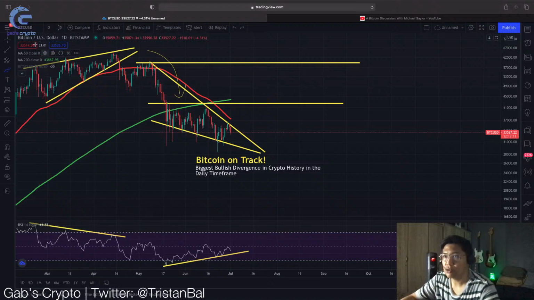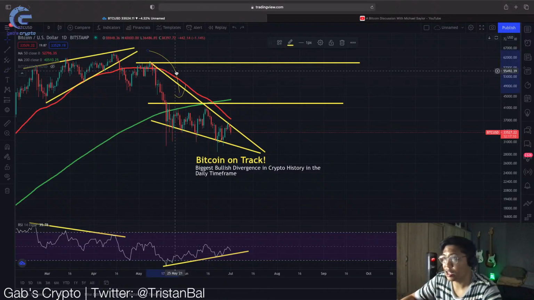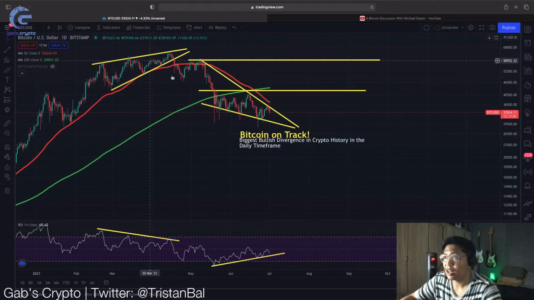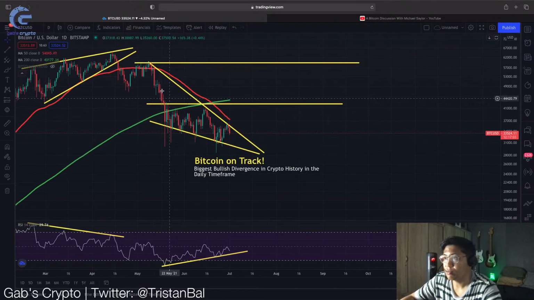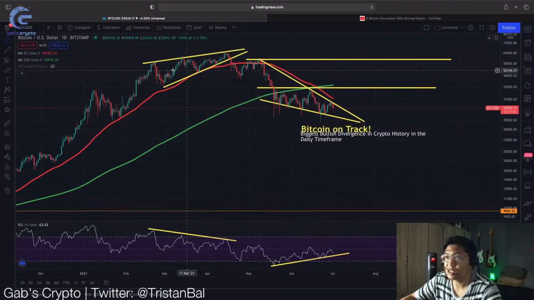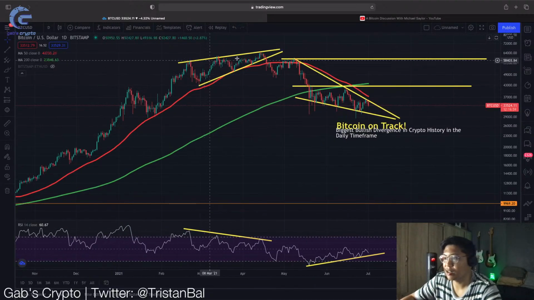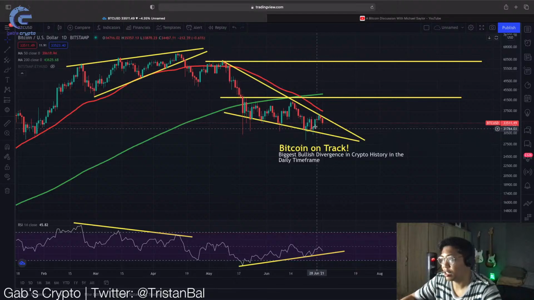So ayun nga, that's Bitcoin for the daily time frame. As you can see guys, ang ganda ng ating movement ngayon. Meron tayong kakagaling lang din natin sa ating rising wedge and then ayun na decline. Ito, falling wedge ngayon, it's a possible trend reversal to the upside.